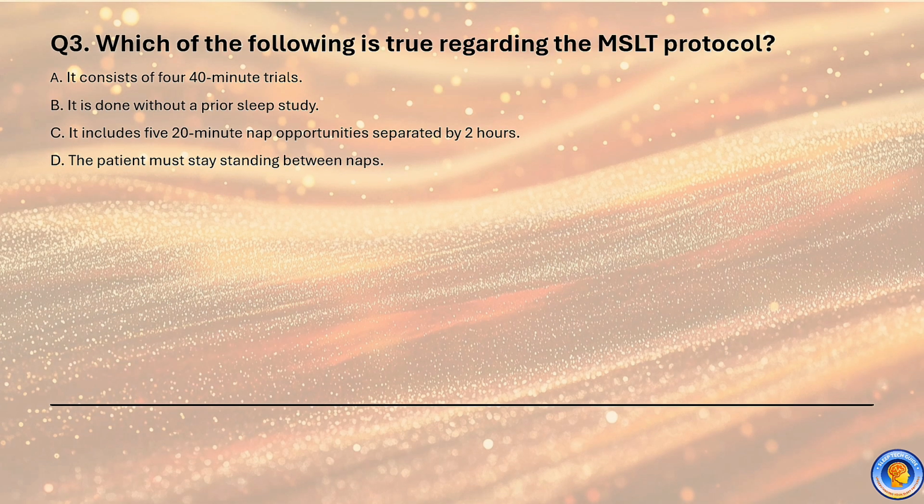Which of the following is true regarding the MSLT protocol? It consists of a 40 minute trial. It is done without a prior sleep study. It includes 5 20-minute nap opportunities separated by 2 hours, and the patient must stay standing between the naps. We already discussed in the previous slides that it includes 5 20-minute nap opportunities, which are separated by 2 hours.